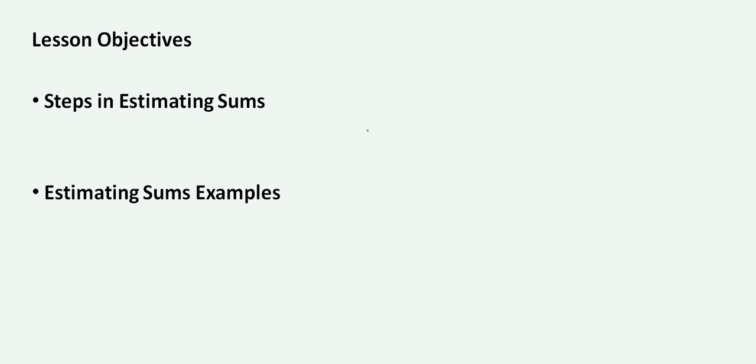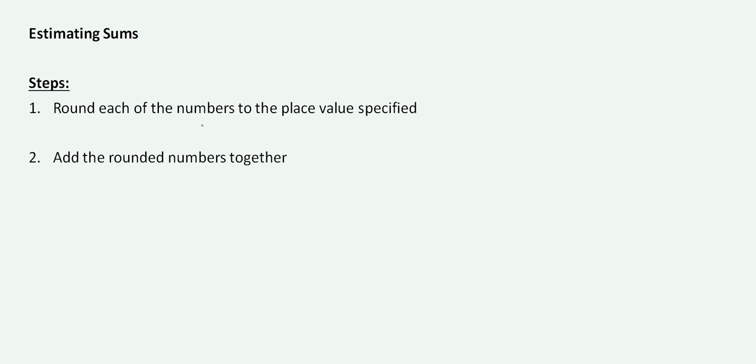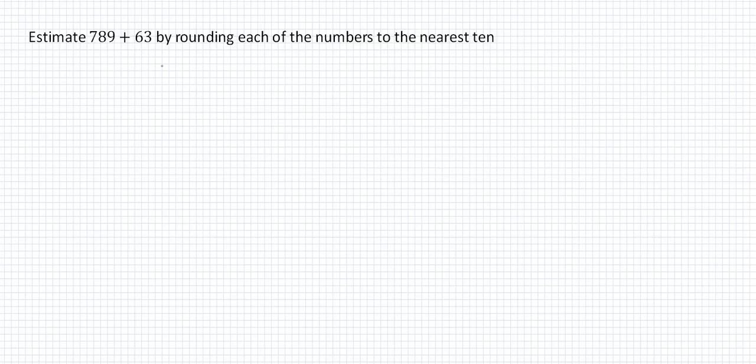In this lesson, we'll be learning how to estimate sums. We'll examine the steps that we can follow to estimate sums, and then we'll walk through some examples using those steps. Now, when we're trying to estimate sums, we're going to round each of the numbers to the place value specified and then add the rounded numbers together. So let's look at some examples.